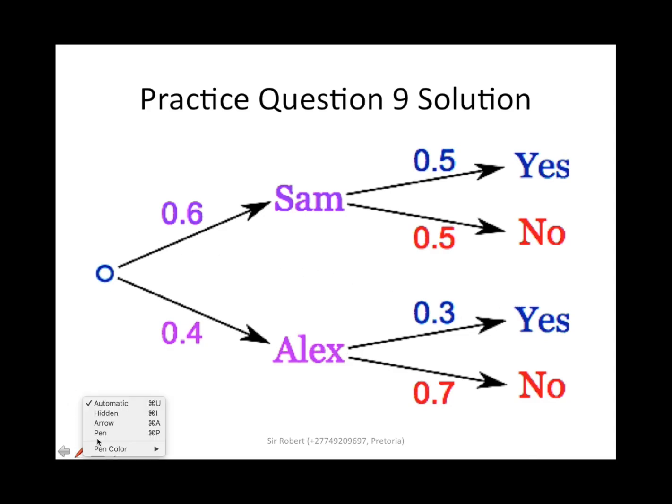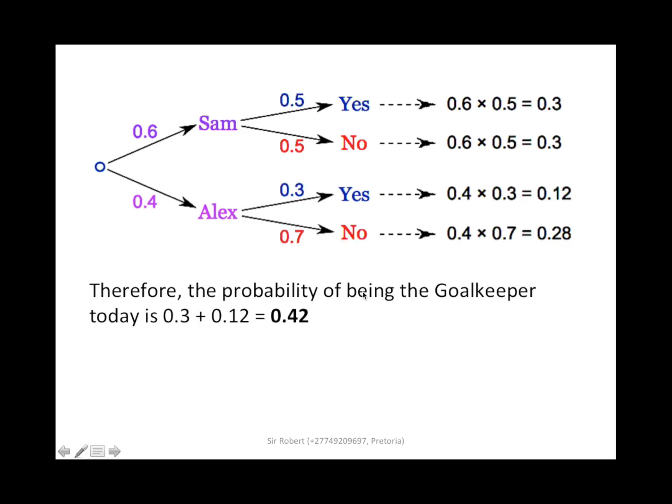So what you do now is, the probability of you being a goalkeeper is equal to the probability of Sam being the coach and he says yes, you're going to be the goalkeeper, plus the probability of Alex being the coach and he says yes. Basically, we are multiplying this probability and this probability, and this probability and this probability. So it's 0.6 times 0.5 plus 0.4 times 0.3. So this is how it goes.